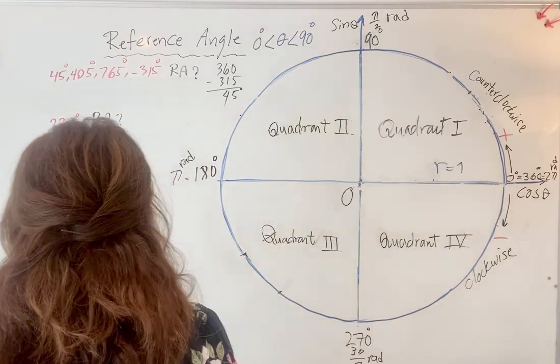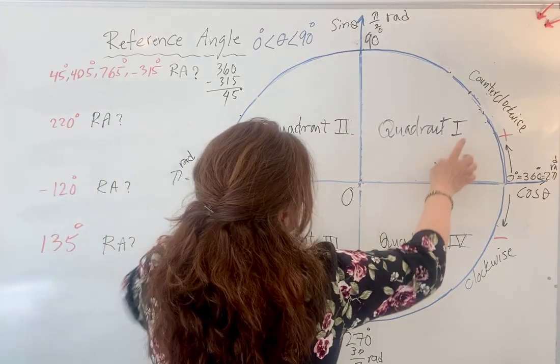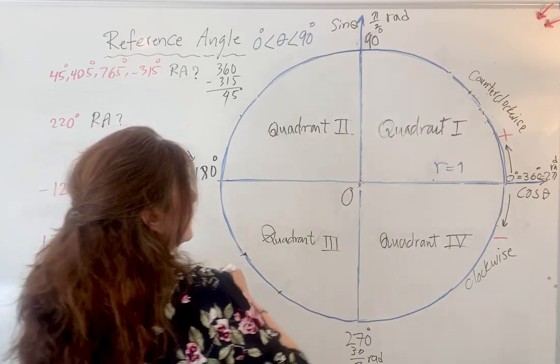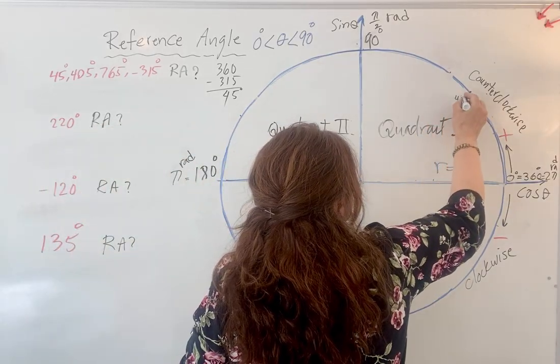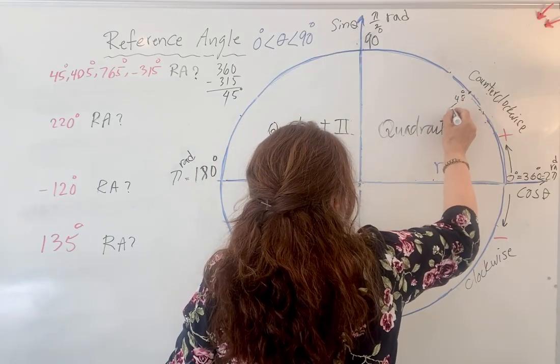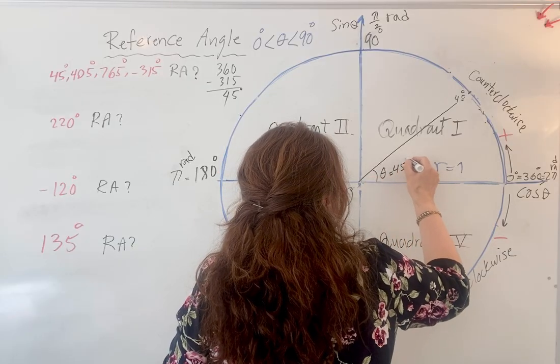Okay, for example, 45 degrees. 45 degrees is here, actually half of this one. This is 45 degrees, yes? You can say 45 here, this angle. Theta is 45 degrees here.